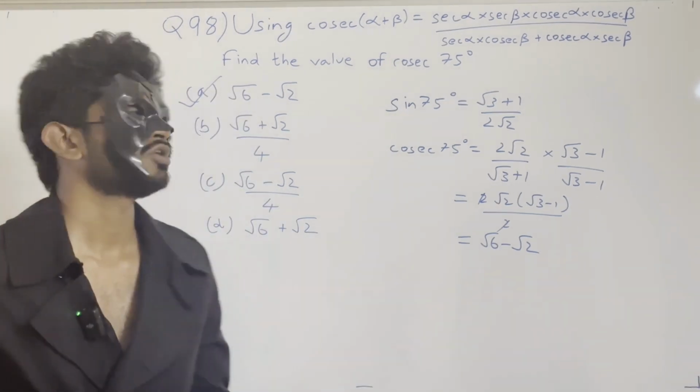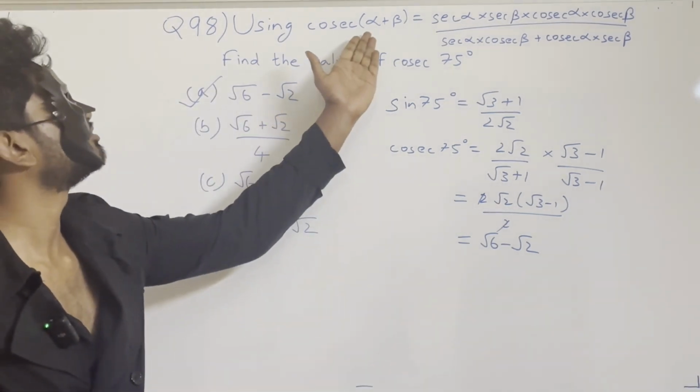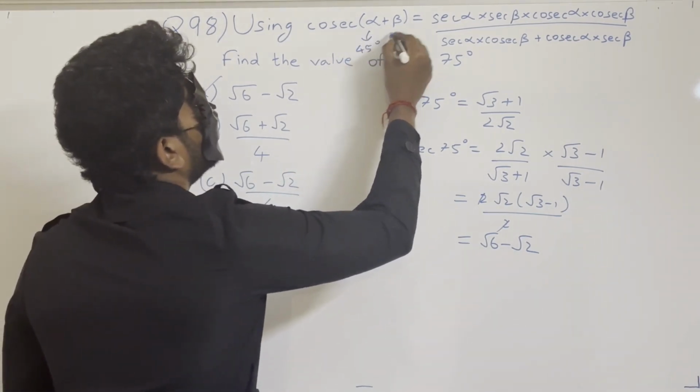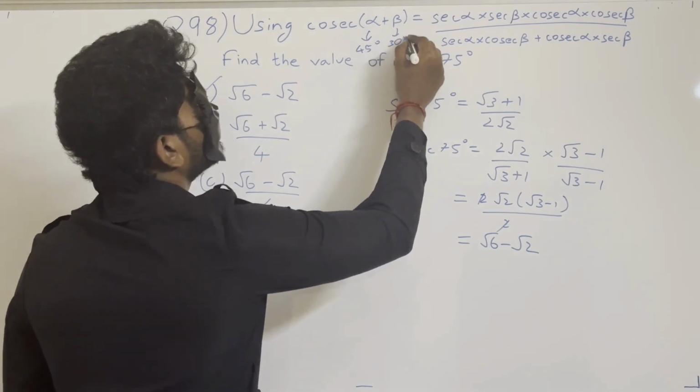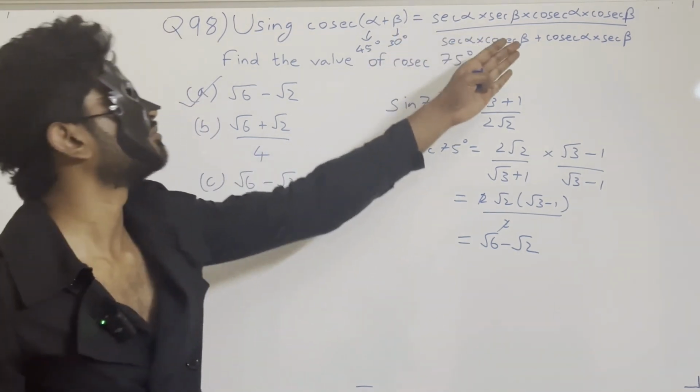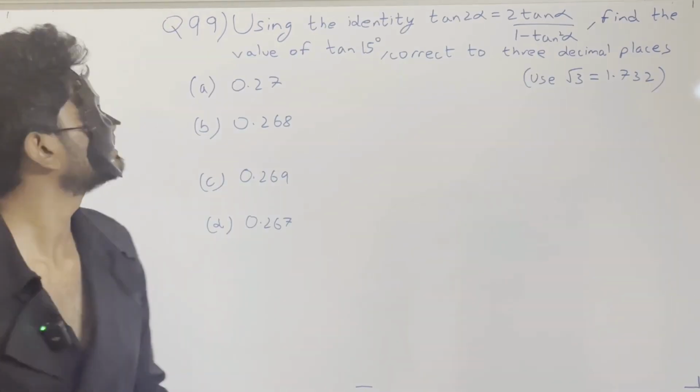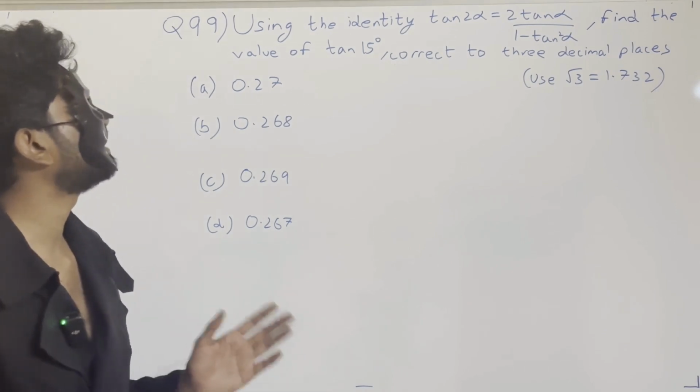So superhumans, here you can also do value putting. You can substitute 45 and 30 here also. Again, alpha is 45 degrees, beta is 30 degrees, and you can substitute in this formula and find it, but it will be a very lengthy process. This method is better.